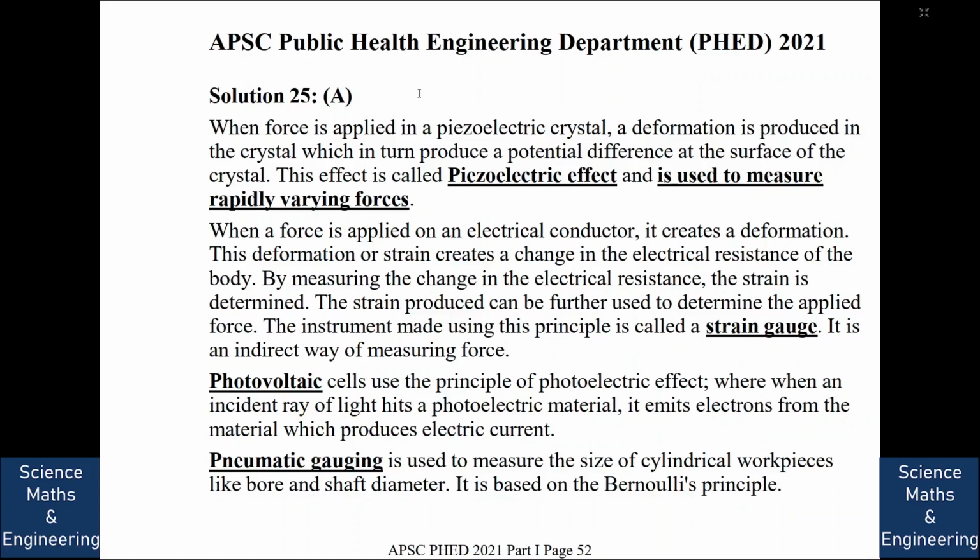Then photovoltaic cells are not used for measuring force; they are used for producing electric current. So basically photovoltaic cells are used in our solar panels. Now pneumatic gauging is used to measure the size of cylindrical workpieces like bore and shaft diameter, and it uses Bernoulli's principle, so it is also not a force measuring equipment. So our answer is piezoelectric effect.